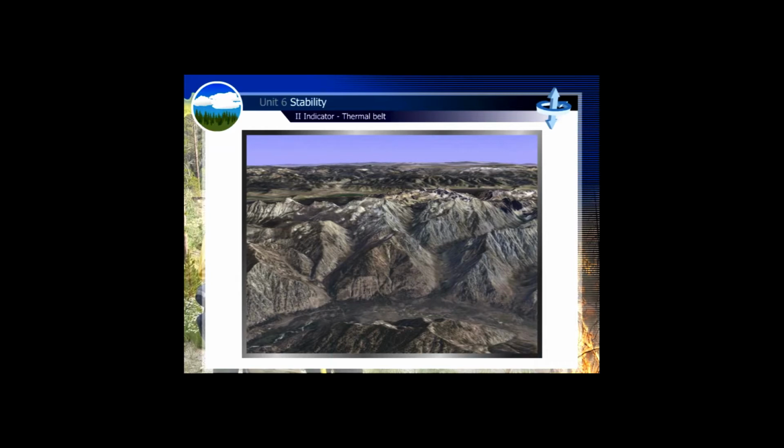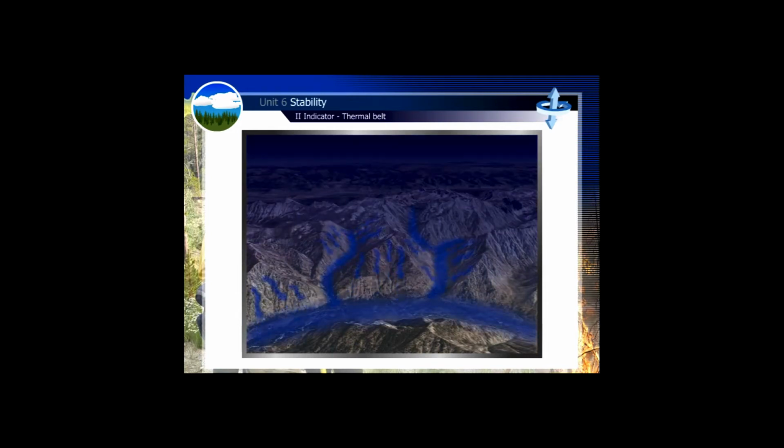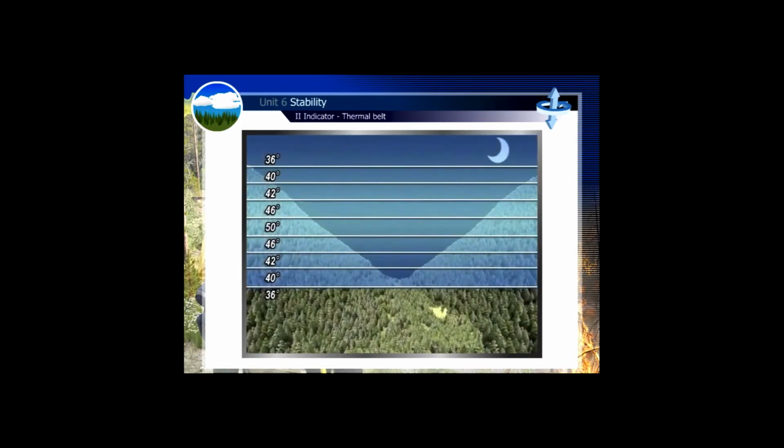The final indicator is a thermal belt. This occurs when the air is stable. During the night, cooler air from higher mountain elevations drains into the lower elevations, causing more stable conditions. This initiates a thermal belt, which is a zone of warm nighttime temperatures and lower nighttime relative humidity on top of a night inversion. Its presence is most evident during clear weather with light wind. Fire conditions in a thermal belt can remain quite active during the night.